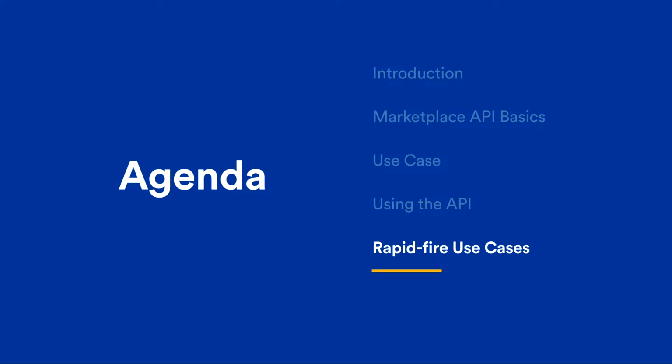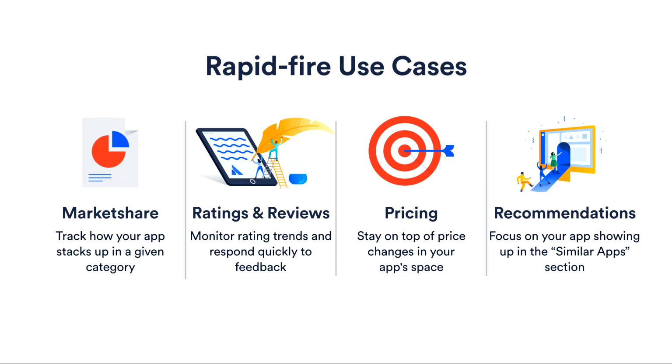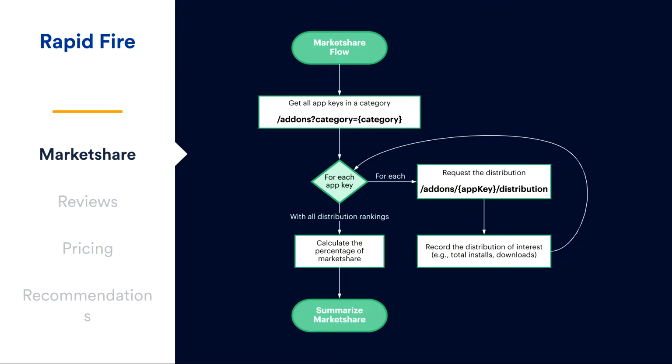Okay, so we've looked at one use case. Now let's look at a bunch, and let's look at them really, really quick. Okay, so we're going to start with the market share. Market share is a very valuable thing to know about. How much of the market do you have? And you can do this in a lot of different ways. The Marketplace API gives us some insight in a few categories with installs and users and downloads. So let's walk through how we might do this.